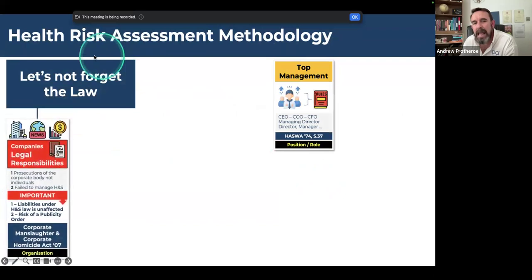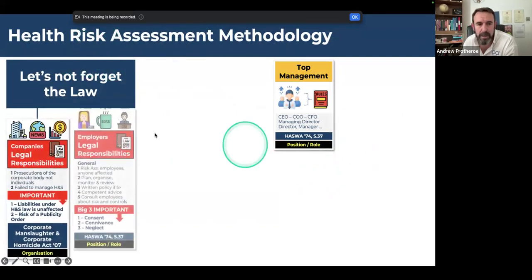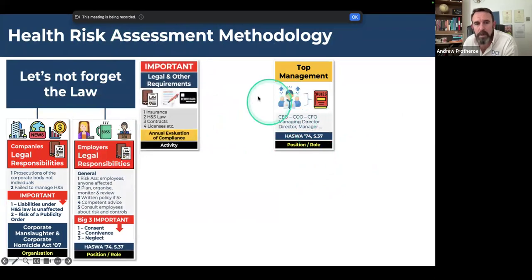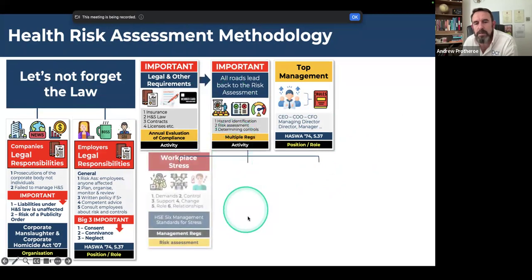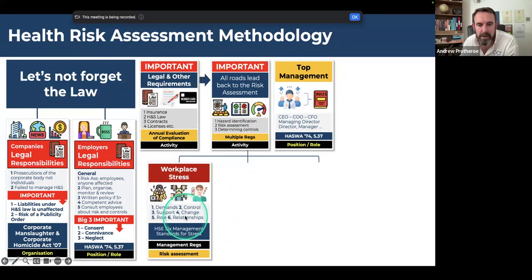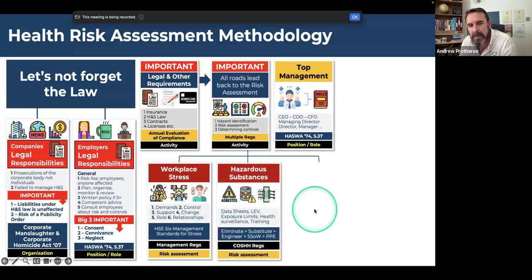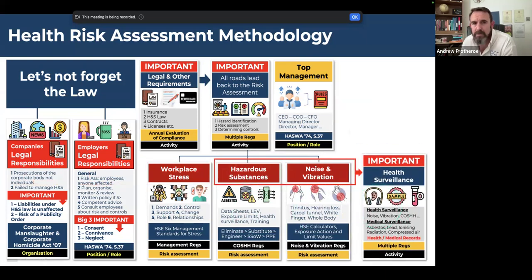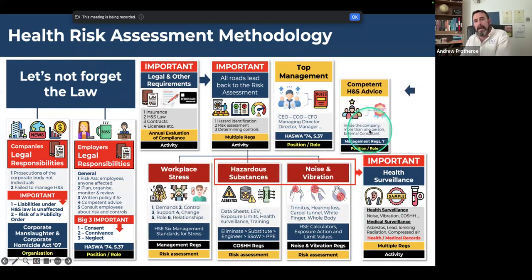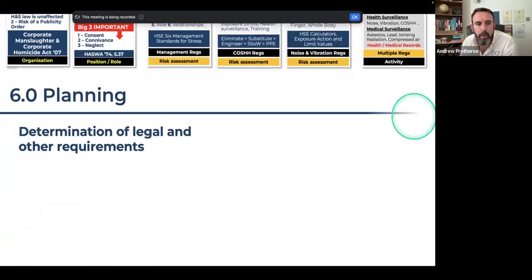Let's not forget the health risk assessment methodology. Legal requirement, yet again, top management, legal and other requirements. We're dipping into another clause, but that's fine. All roads go back to that risk assessment. And then we're looking at things like your stresses, demand control. We know the HSE management standards, hazardous substance, noise, vibration, and all the other things that come with it. Do we need health surveillance? Our risk assessment methodology, as dictated by the policy, will tell us. The policy is absolutely critical for the arrangement. And again, are we getting competent advice for that? Really, really important.